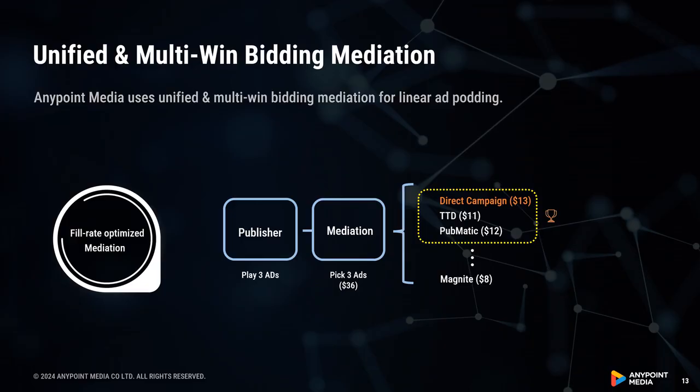Now, to make sure we actually make the most money for our partners, we have what we call a unified and multi-win bidding mediation. So normally when you're in a bidding scenario, what you would think is the highest price wins and you're left with one winner. But we actually can choose based on the length of the ad break or based on some of the criteria that is set by our partners. So we can either set a price floor, so anything higher, let's say, than $10 would all win and they would all play based on the highest price first, or we can actually set so that it's the top 3 prices that win and we play the top 3 prices within the ad break.